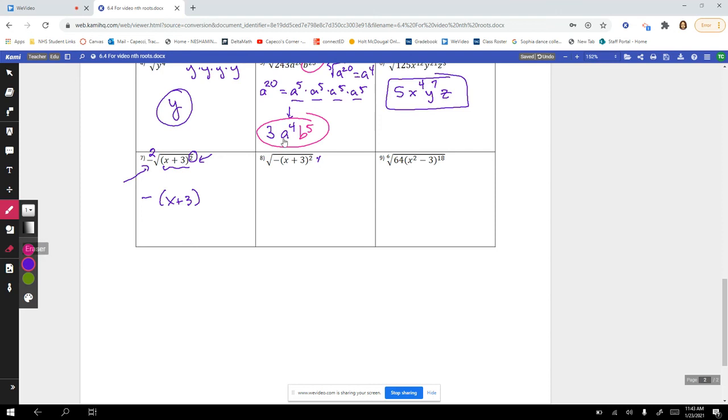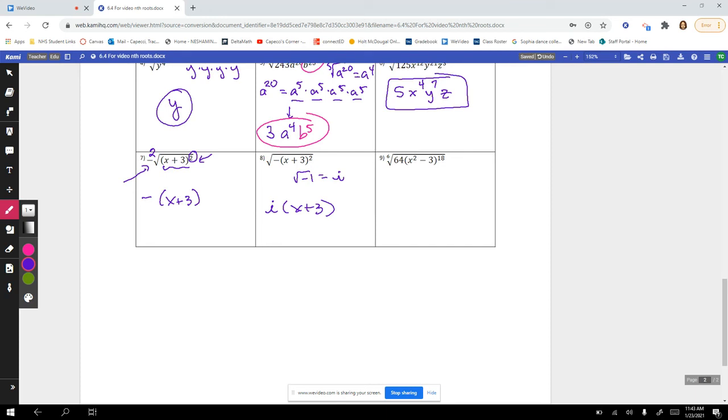Okay, now let's look at one that's a little bit different. This time the negative sign is inside, right? And again, remember that the square root of -1 is equal to i. So this i is going to go out front, and then x plus 3 is going to be outside.